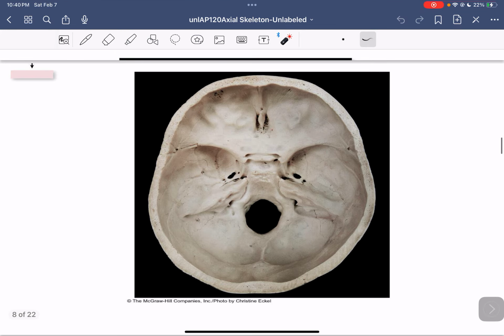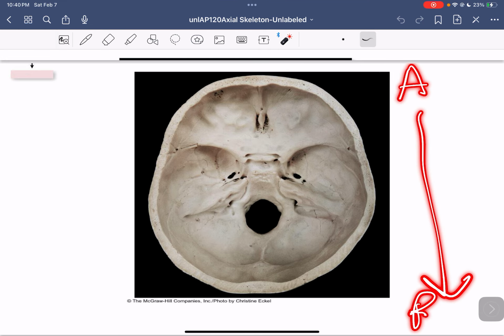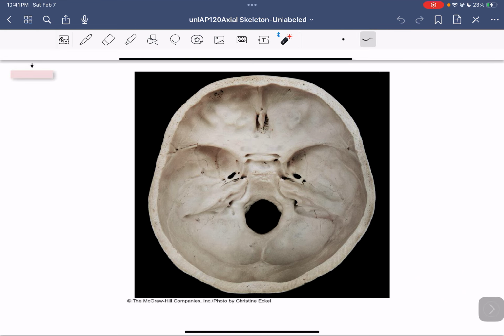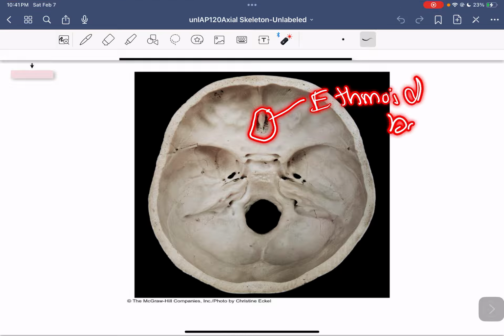Let's look on the inside. There's a couple of structures, and we're going to talk about them going from anterior all the way to posterior. So from the front to the back. And we're going to start off with the frontal bone, which is going to be right here. So this is all frontal. This is also frontal. But there's a specific portion in between, so right around here, that this is now ethmoid territory. Okay, so this is the ethmoid bone.